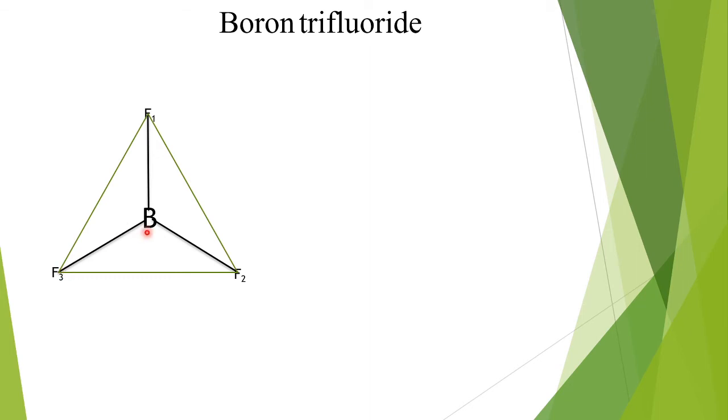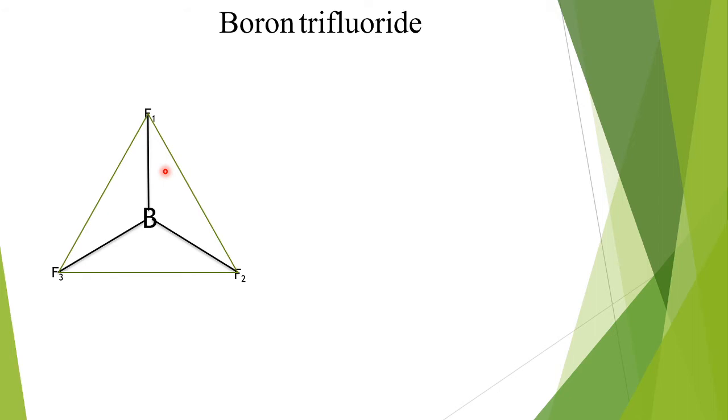F3. You can use this notation as F1, F2, F3, or in the case of ammonia you can write nitrogen, and the hydrogens you can label as H1, H2, H3. Then it is easy for you to denote the new orientation after you are performing a particular symmetry operation. So now let's discuss the elements of symmetry in boron trifluoride.